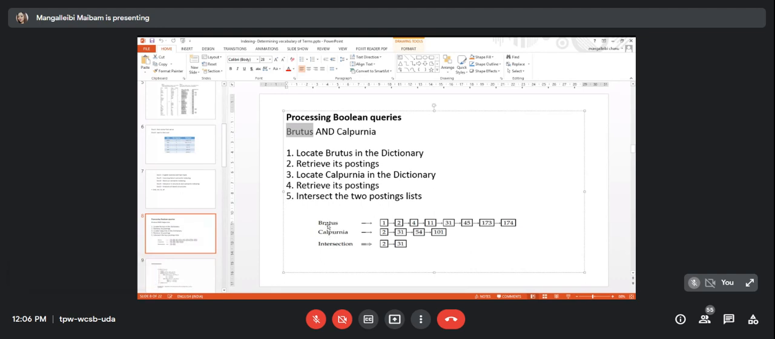Term Brutus is present in D2, and term California is present in D2. Brutus and California are present in D31. So intersection means common to both. So these two documents are common for this query.